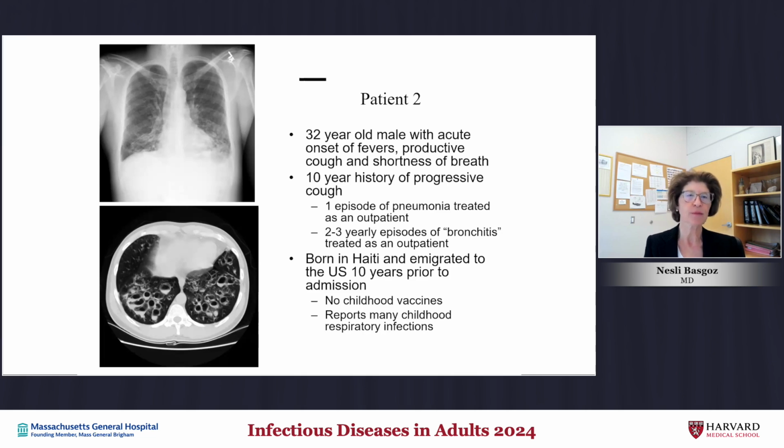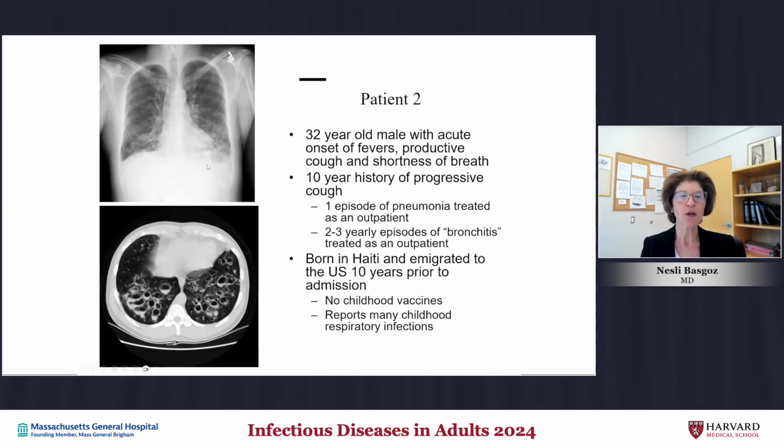Here's another patient who's a 32-year-old male with an acute onset of fevers, productive cough, and shortness of breath. He gives a 10-year history of progressive cough with 1 episode of pneumonia and 2 to 3 yearly episodes called bronchitis and treated with outpatient antibiotics. Of note, he was born in Haiti and immigrated to the US 10 years prior to admission. He has no childhood vaccines that he received, and he reports many childhood respiratory infections.